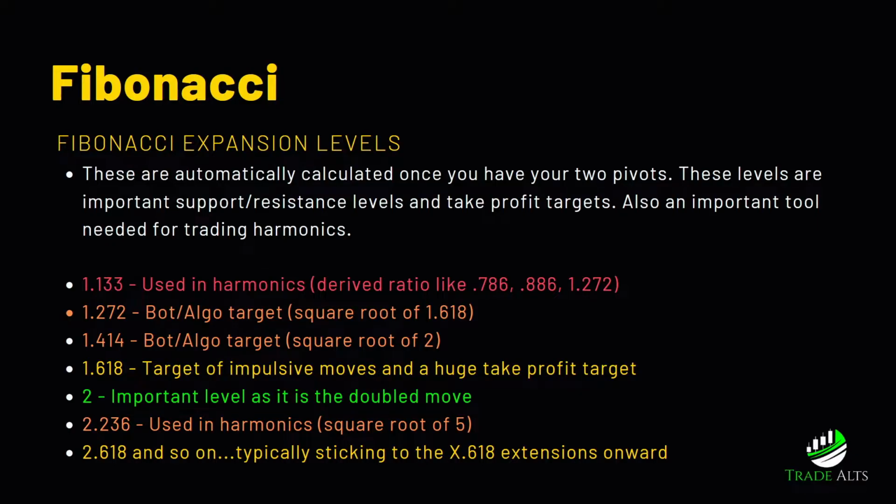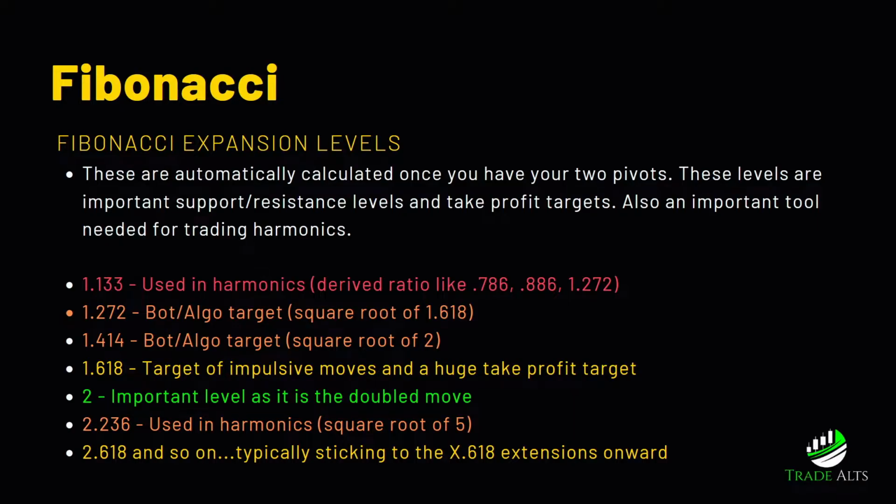The 1.133 is a level that's used in harmonics, so it's a derived ratio, like the 0.786, 0.886, and 1.272. The 1.272 and 1.414 were also in the previous video. They're bot and algo targets, so similar reasons to use those for your expansion levels as well. The obvious level is the 1.618. For the most part, a majority of the time, you're going to want to be very aware of where that is, because that's a lot of times what you're going to be targeting.